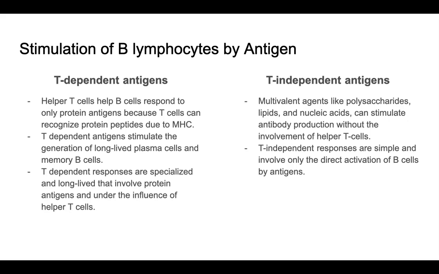On stimulation of B lymphocytes by antigen, we have two types. T-dependent antigens are when helper T cells help B cells respond to only protein antigens because T cells can recognize protein peptides due to MHC. The T-dependent antigens stimulate the generation of long-lived plasma cells and memory B cells. The T-dependent responses are specialized and long-lived, involve protein antigens, and are under the influence of helper T cells.